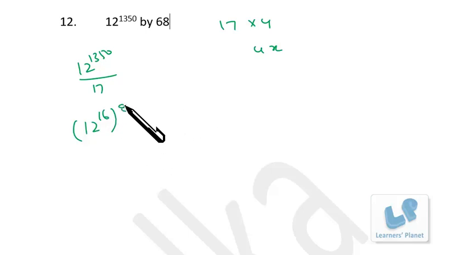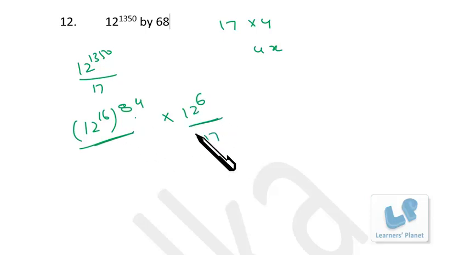16 into 8 is 128. So after that, 12 raised to 144... 6. Okay, so from here the remainder will be 1. Now we have to find the remainder from here only. See what I did? I divided 1350 by 16. So after this 6 will be the remainder. So 12 raised to 6. Now we have to find the remainder of 12 raised to 6 divided by 17.